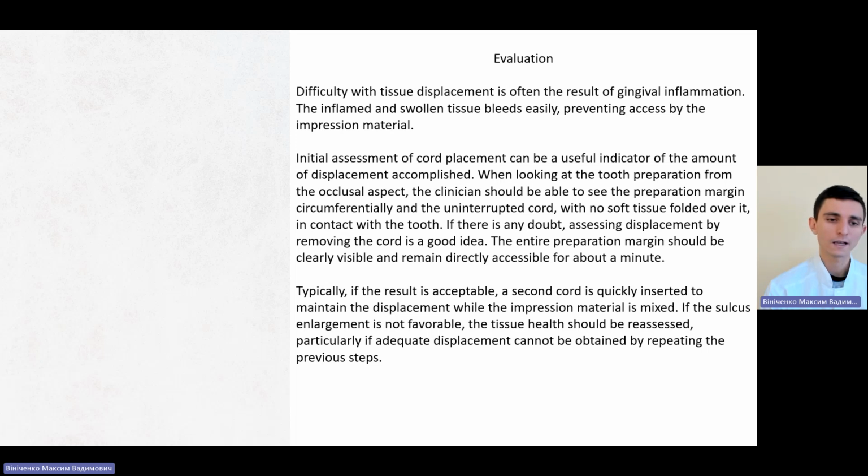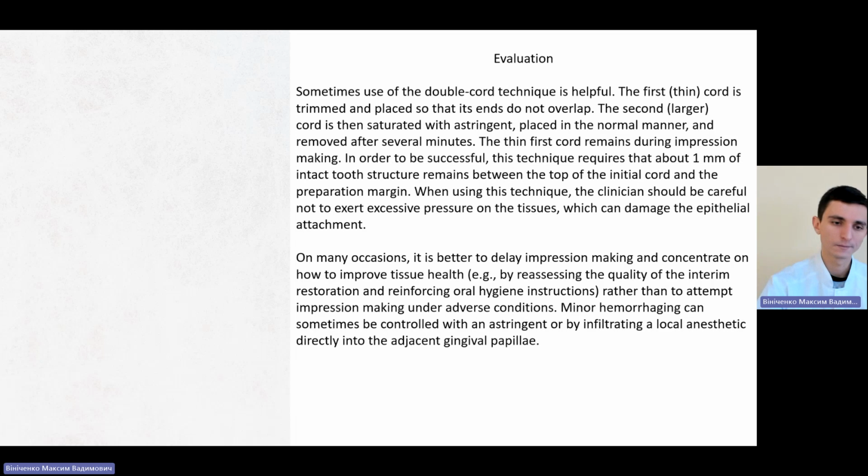Typically, if the result is acceptable, a second cord is quickly inserted to maintain the displacement while the impression material is mixed. If the sulcus enlargement is not favorable, the tissue health should be reassessed, particularly if adequate displacement cannot be obtained by repeating the previous steps.